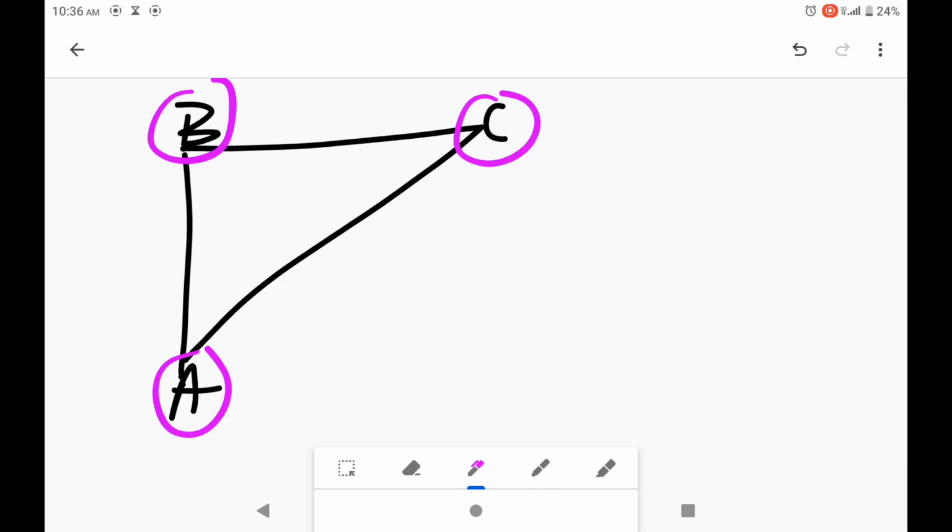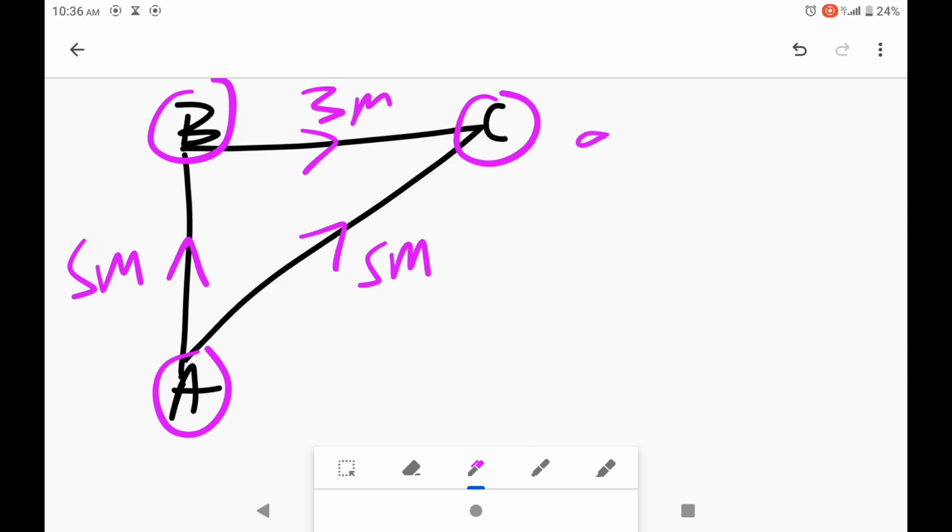So you can see from A to B we got 5 meters. From B to C we got 3 meters. From A to C we got 5 meters. And the first thing we're gonna do when calculating average speed is to know the formula. It is v equals d over change in time. D is the distance in meters, time in seconds, speed in meters per second.